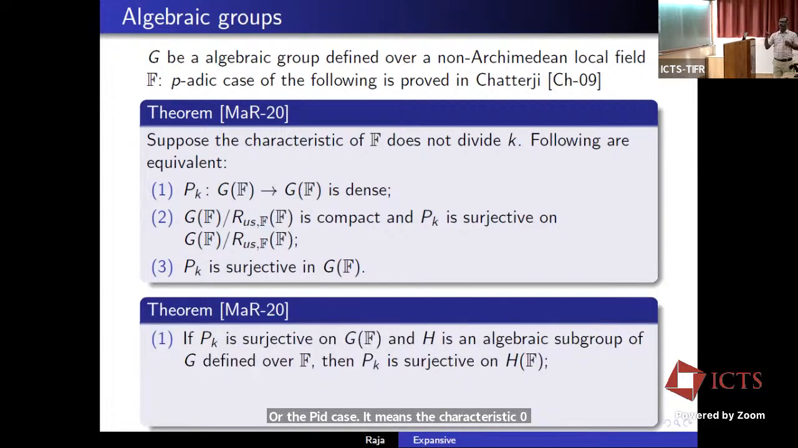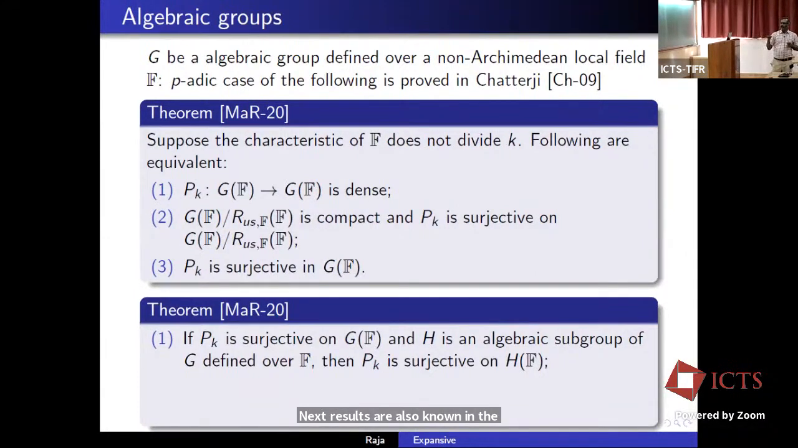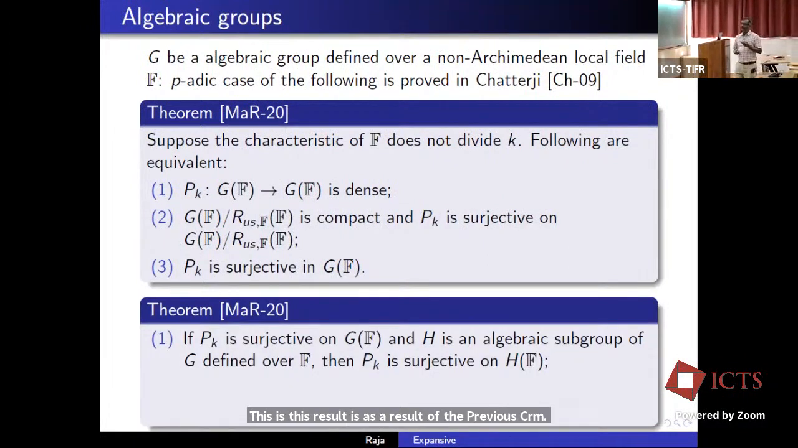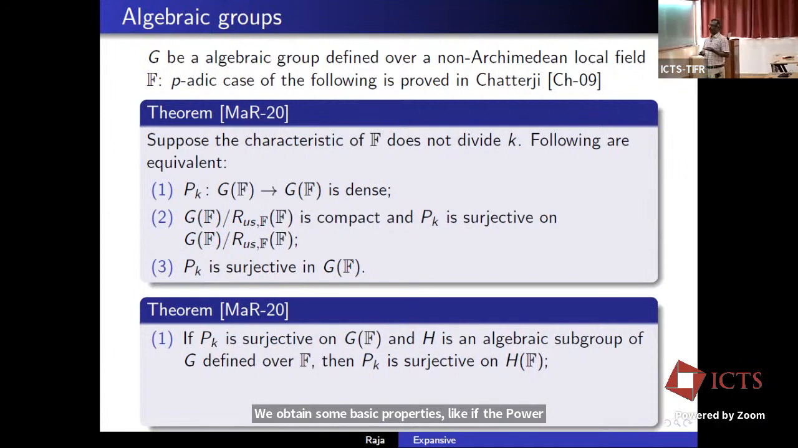The next results are also known in the periodic case, I suppose. This result follows from the previous theorem. We obtain some basic properties, like: if the power map is surjective on the group, can it go down to any other subgroup also? But you cannot expect it to go to any other subgroup, because we know that example on integers there is no surjectivity, but on the whole real line it is there.